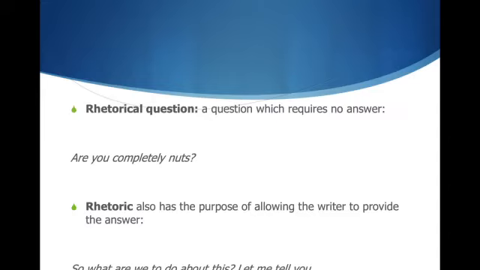Now, when we think of the word rhetoric and the idea of a rhetorical device, we look at the idea of what rhetoric is and what a rhetorical question is. Now, a rhetorical question is a question which requires no answer of the viewer or the reader. For example, you might say, "Are you completely nuts?" There should be no defined answer that needs to be spoken. Rhetoric also has the purpose of allowing the writer to provide the answer. So, what are we to do about this? Let me, as the author, tell you.